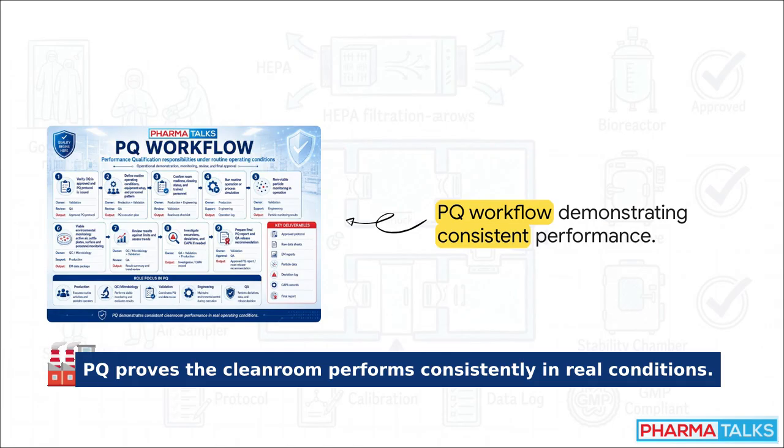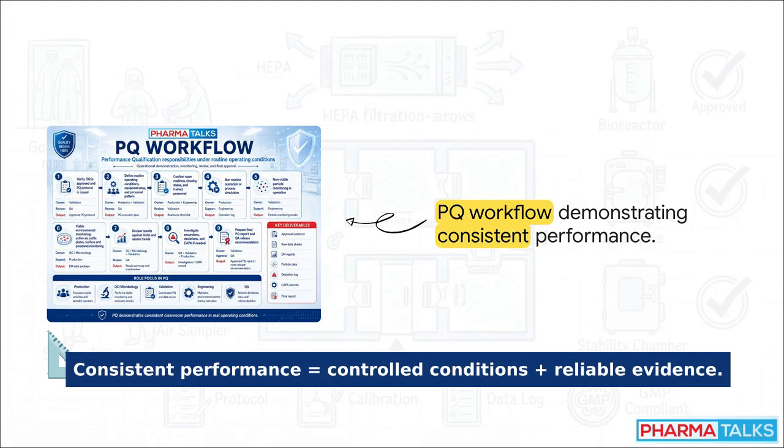Notice how the role focus entirely shifts during this phase. Production and QC microbiology take center stage. Production has to actually run the routine operations or process simulations. Meanwhile, QC Micro is out there performing the viable environmental monitoring, setting up active air sampling, settle plates, and surface monitoring. Validation coordinates the data, and QA steps in at the very end to review any deviations and make that massive final decision, the QA release recommendation. PQ is all about demonstrating consistent performance when the pressure is actually on.